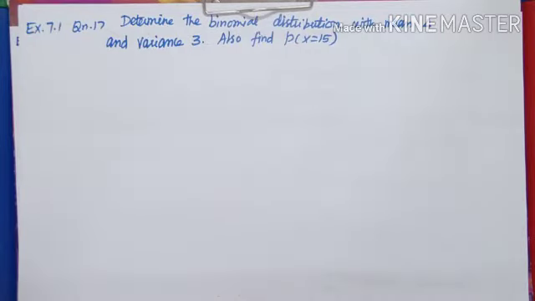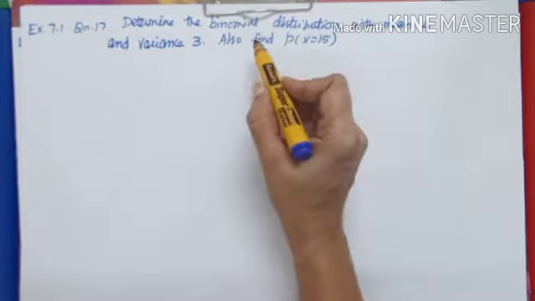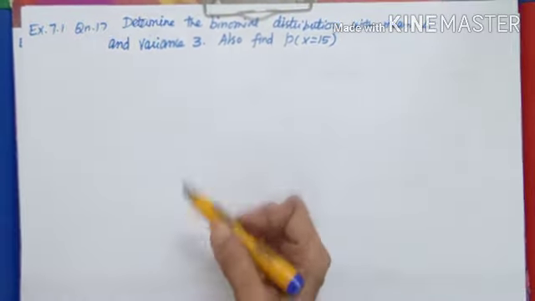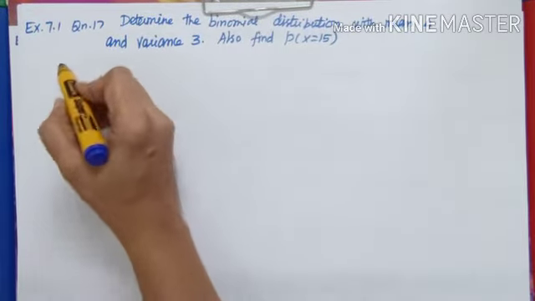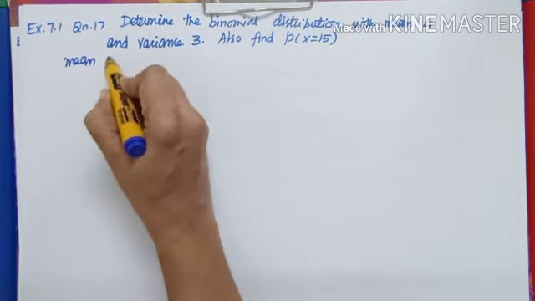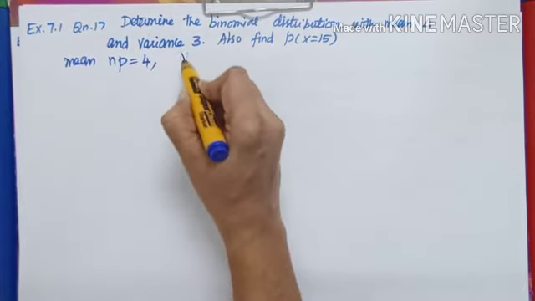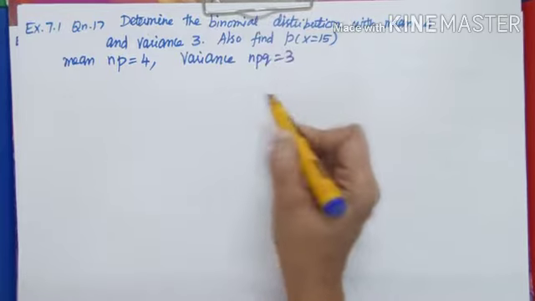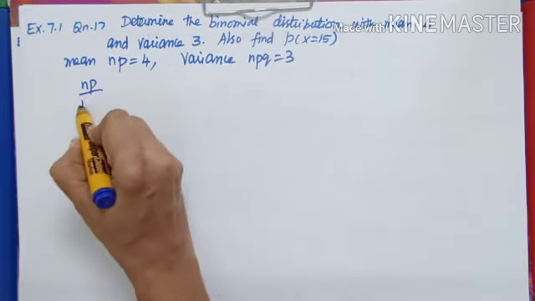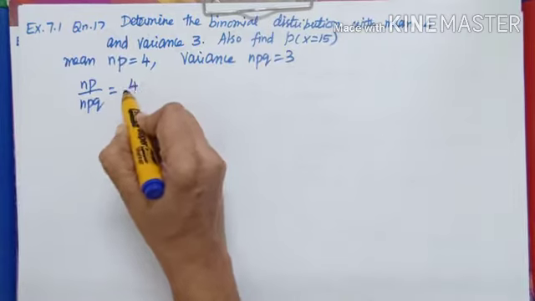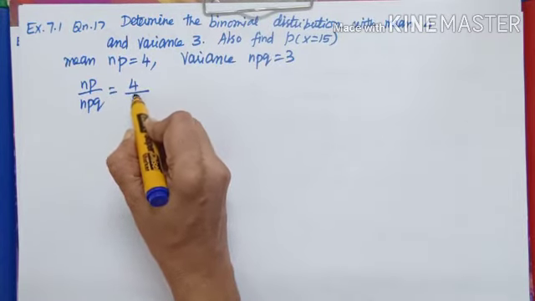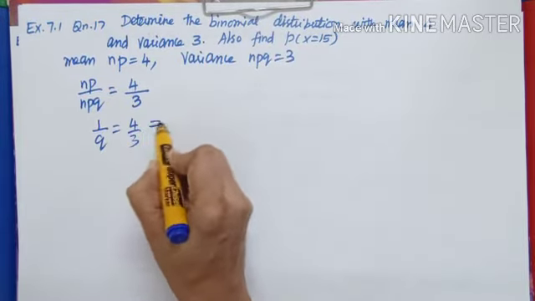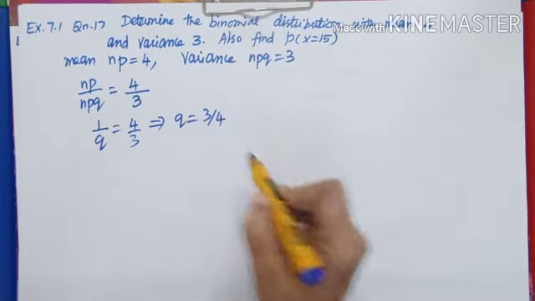Exercise 7.1, question number 17. Determine the binomial distribution with mean 4 and variance 3. Same as the 16th problem. We know mean np equals to 4 and variance npq equals to 3. As we divide, np by npq equals 4 by 3, or I will say 1 by q is 4 by 3, q is equal to 3 by 4.